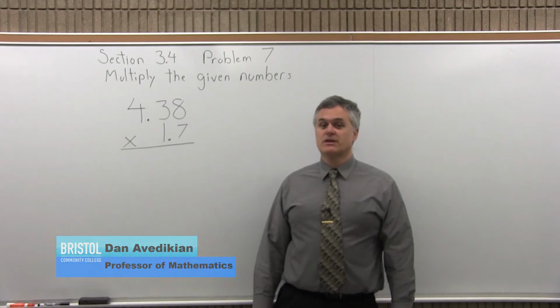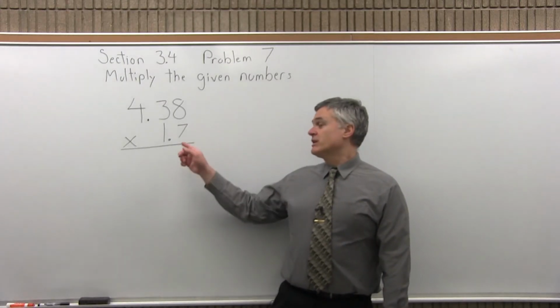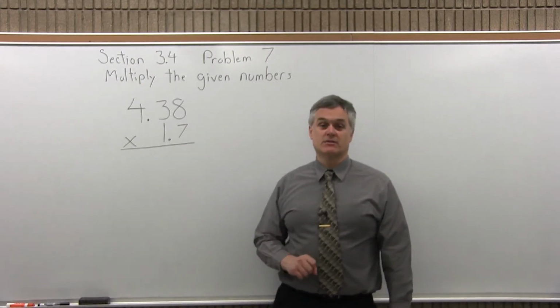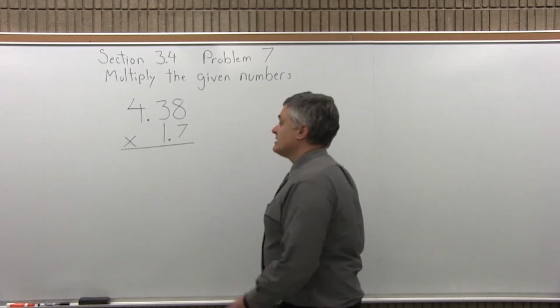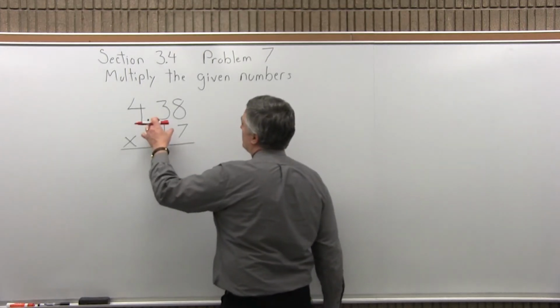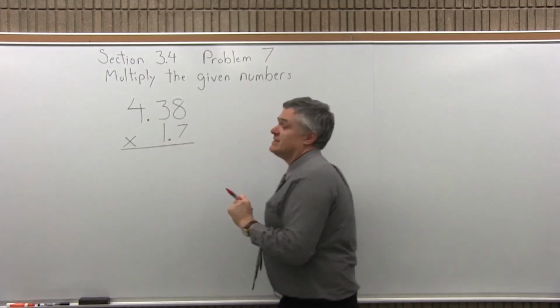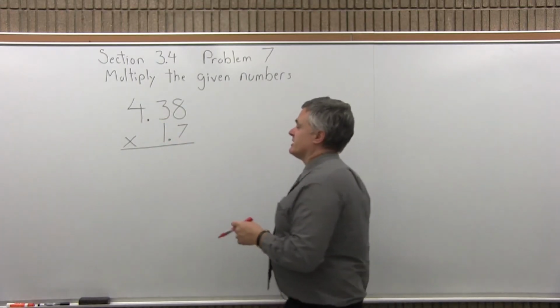It says multiply the given numbers, and we have 4.38 times 1.7. So, to start the problem off, you can really multiply 438 times 17. Just ignore the decimals initially.